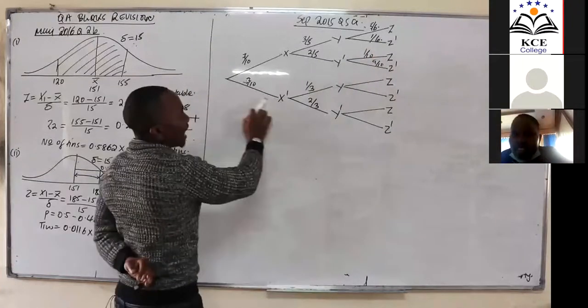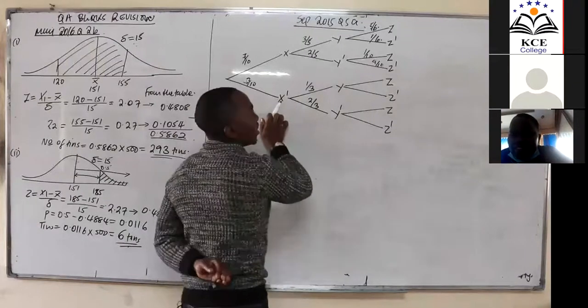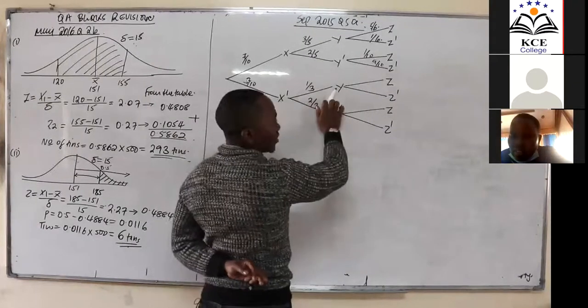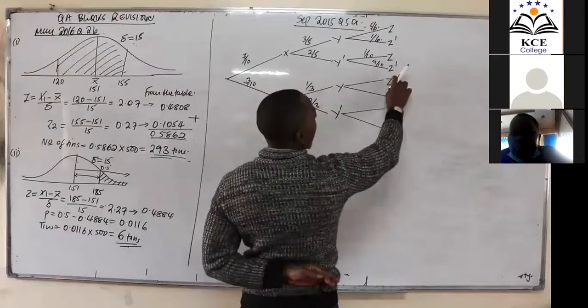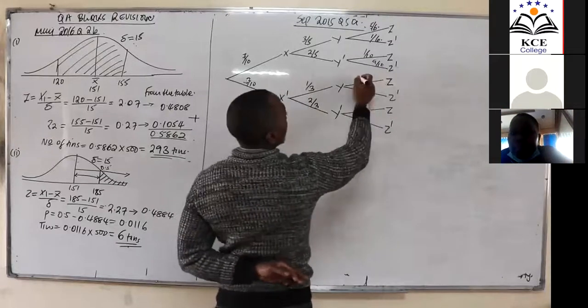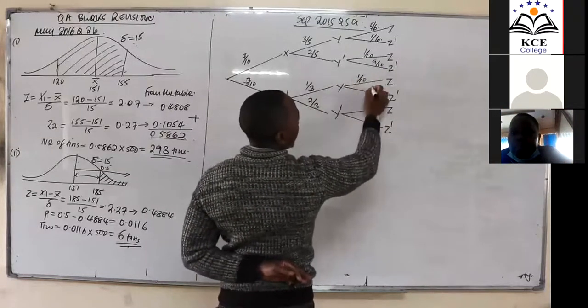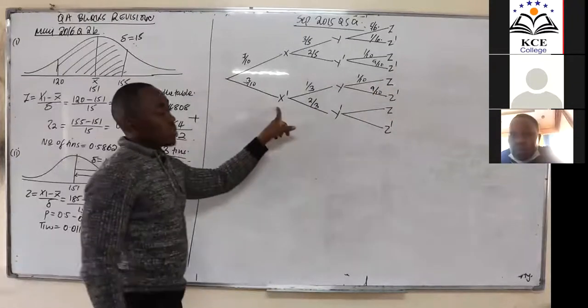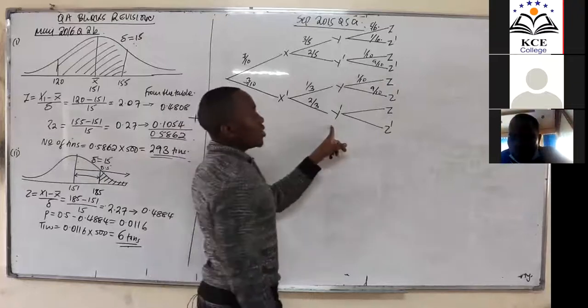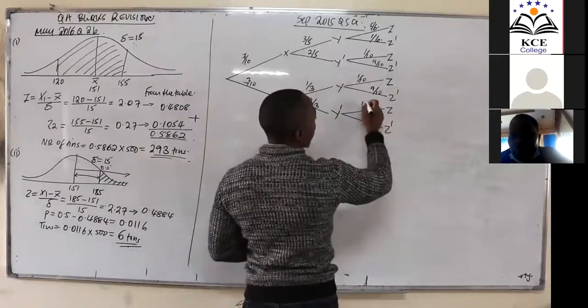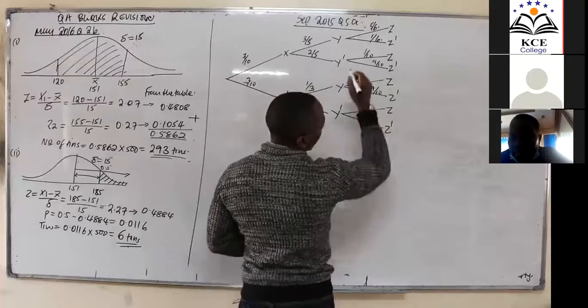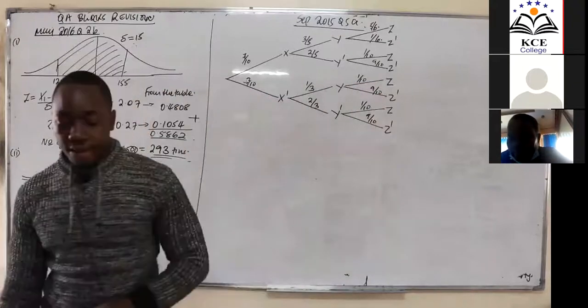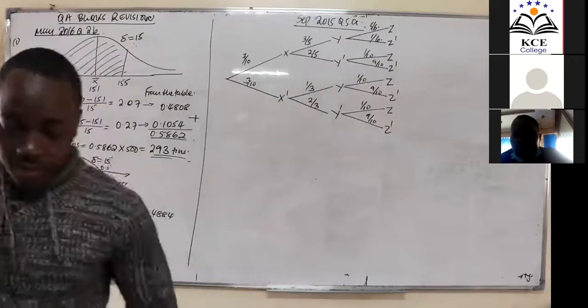If component X is not in good working condition, but Y is in good working condition, still the probability of component Z being in good working condition is 1 over 10. Therefore, this one will be 9 over 10. If also X is not in good working condition and Y is not in good working condition, the probability of Z being in good working condition is 1 over 10, or 9 over 10. Now let's answer the question.